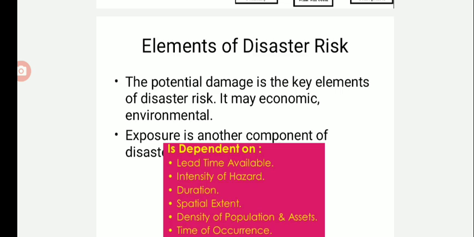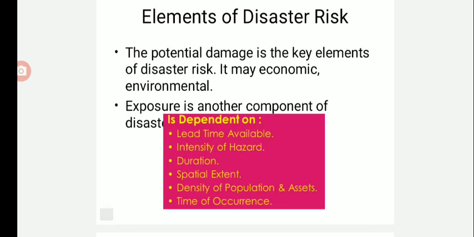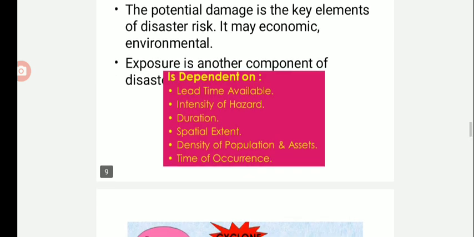The potential damage is the key element of disaster risk. It may be economic and environmental. Once the disaster comes, the individual person's economy goes down, or the country's economic ratio will come down, or environmental changes will occur. These are some of the elements obtained during the disaster risk time.